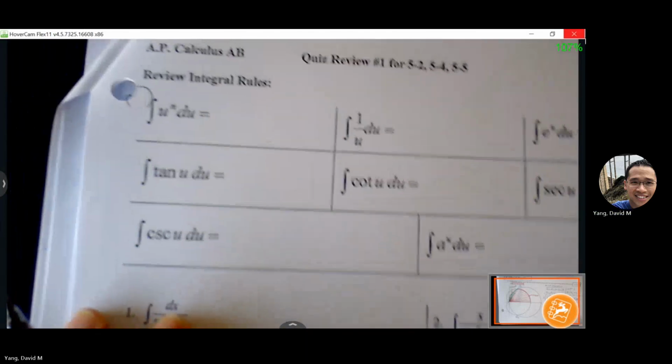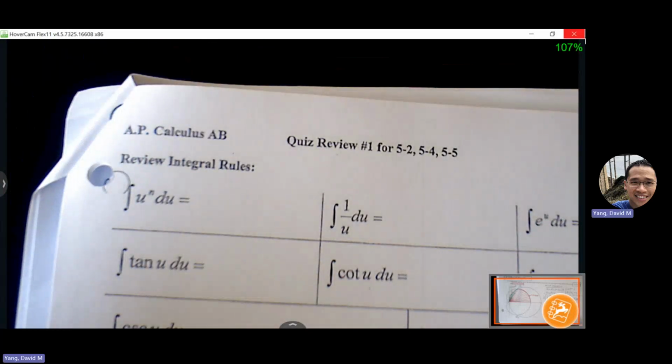Page 9 here. Would there be a section like this on the quiz tomorrow? No, there won't be.